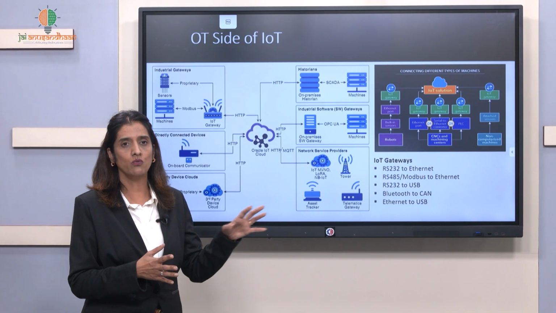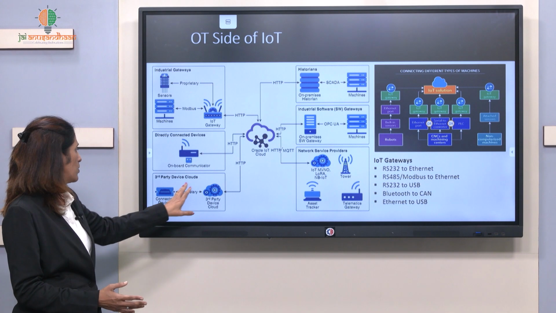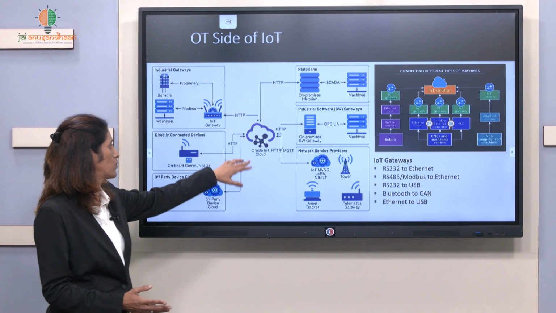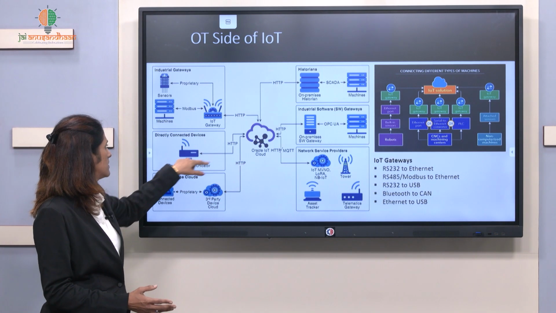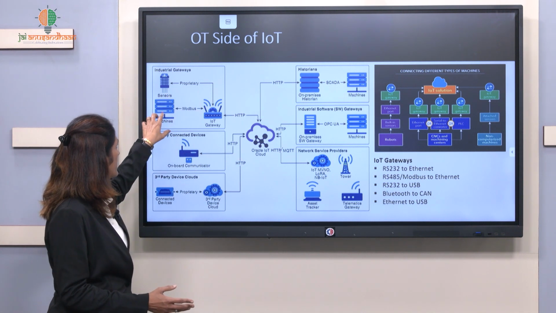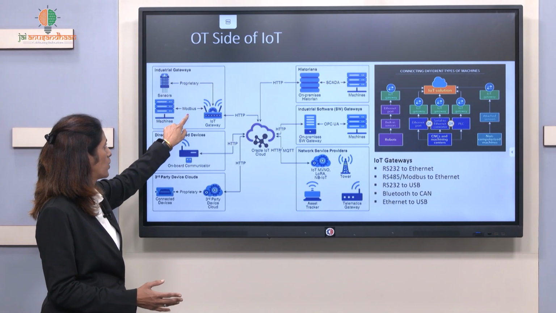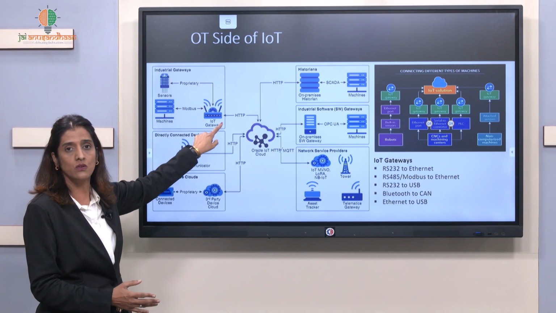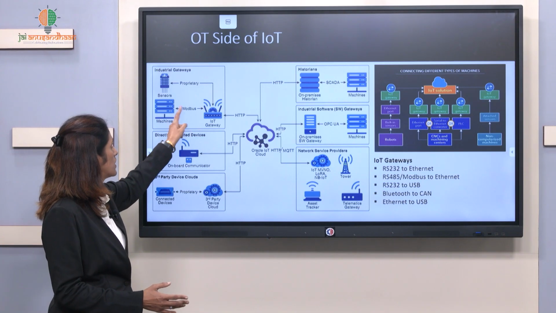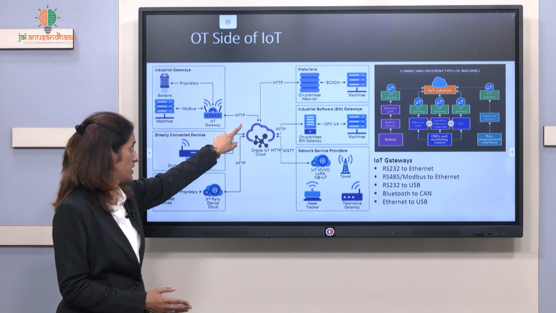So I have just shown one block diagram which explains how different things are making the data available for the IoT. These are third party devices which are connected to the cloud through HTTP. These are directly connected devices to the cloud. This is one of the industrial gateways where the sensors are connected on Modbus, but we are using the IoT gateway which converts the data from Modbus to HTTP. So now this data is also available on HTTP.